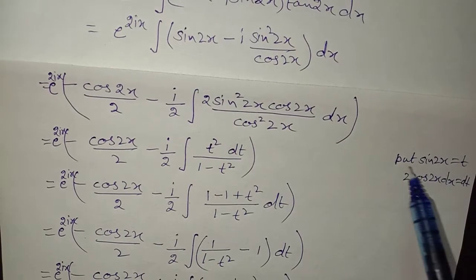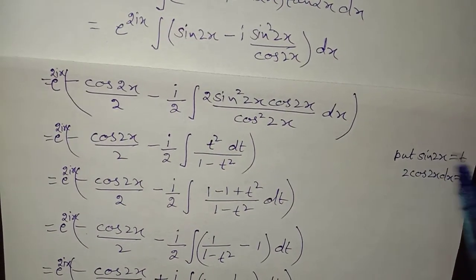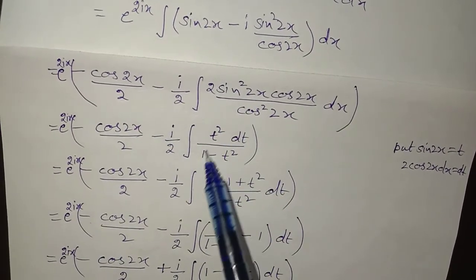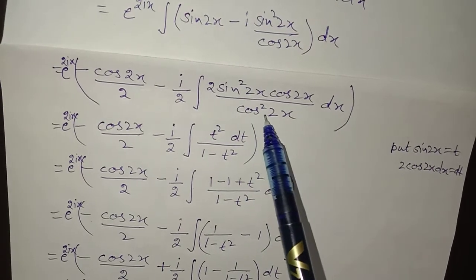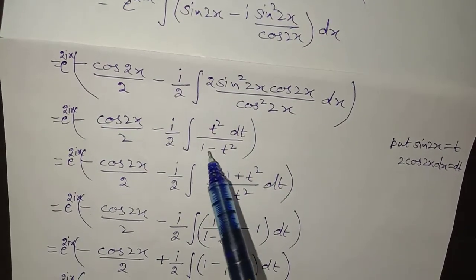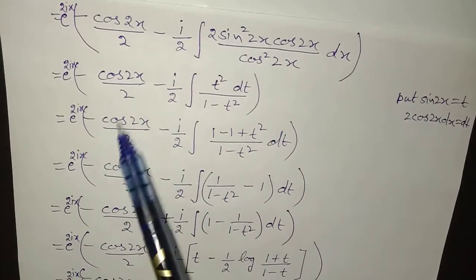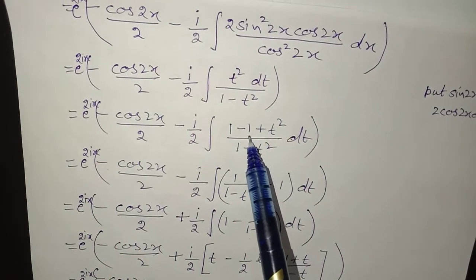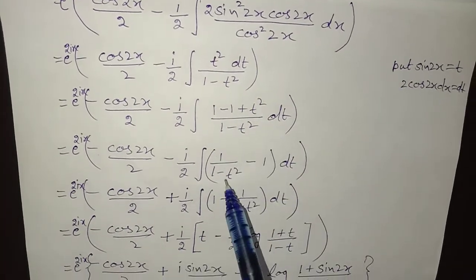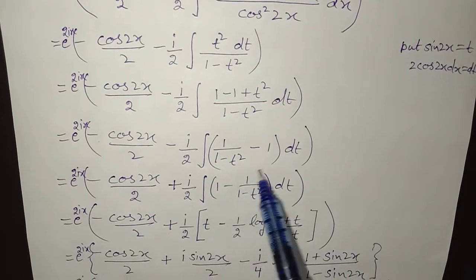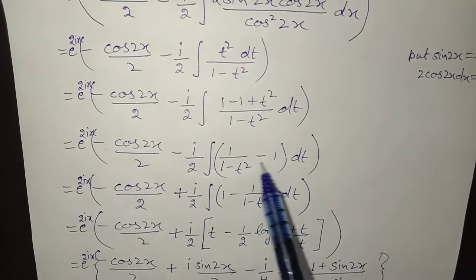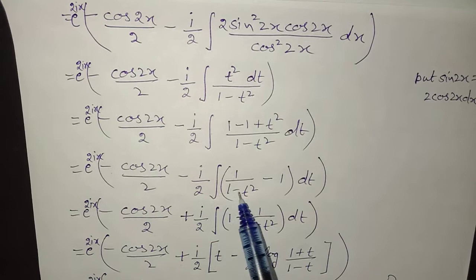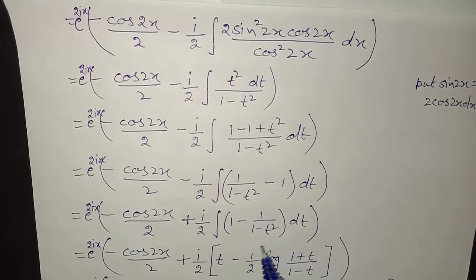By putting sine 2x equal to t, this second integration will become the integration of t square over 1 minus t square dt, because cos square is nothing but 1 minus sine square. So 1 minus t square. And now the first term as it is. In the numerator of the second term we add 1 and subtract 1. So 1 minus t, and when you simplify this, it will become 1 over 1 minus t square minus 1. Right? In this step I have taken minus common from this bracket. So it is 1 minus 1 by 1 minus t square.